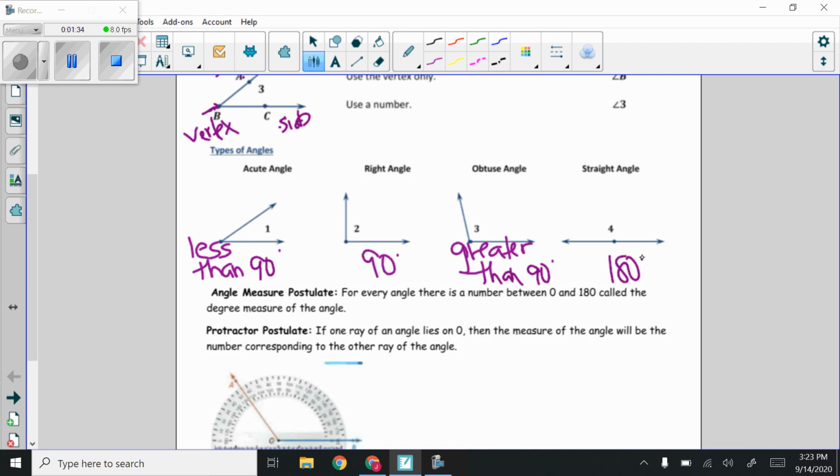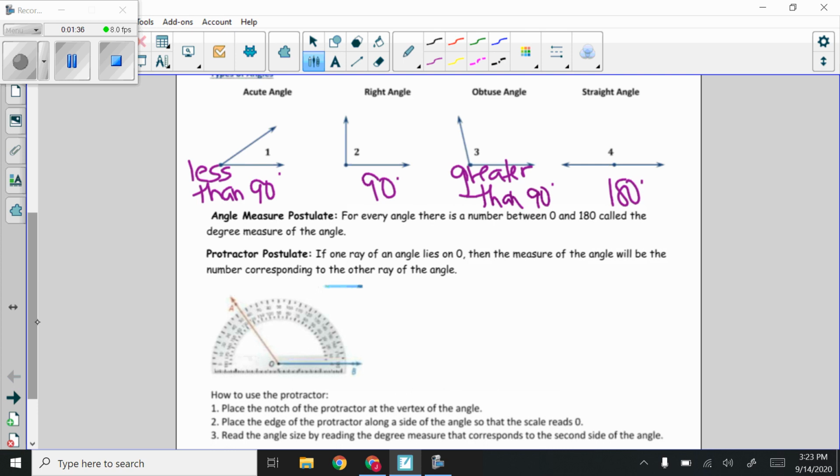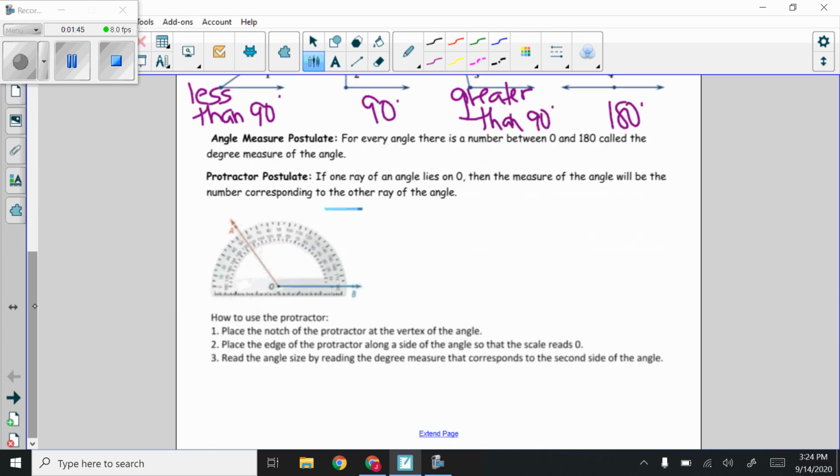It's a straight line. We have the angle measure postulate that states for every angle there is a number between 0 and 180 called the degree measure of the angle. And then we have the protractor postulate, which tells me if one ray of an angle lies on 0, then the measure of the angle will be the number corresponding to the other ray of the angle.